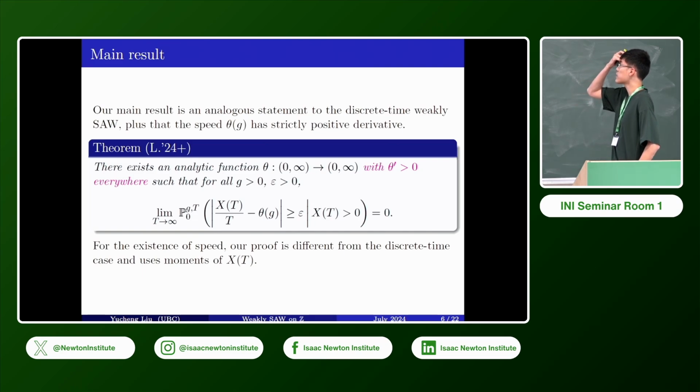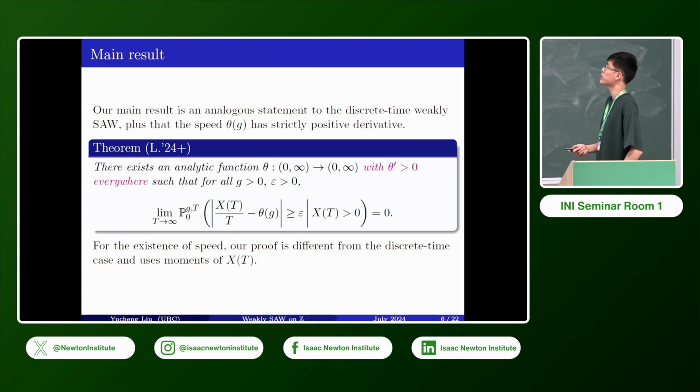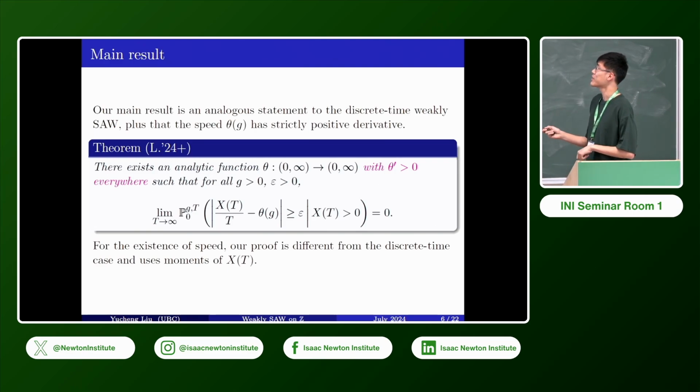The main result is exactly the same statement as the discrete time weakly self-avoiding walk, but we prove in addition that the speed, theta of g, has strictly positive derivative. So this statement is the same, with the new thing being theta prime of g. Now the speed is actually between 0 and infinity. If you didn't notice, for the discrete time model, the strictly self-avoiding walk just has speed 1. But now this can have any positive value.